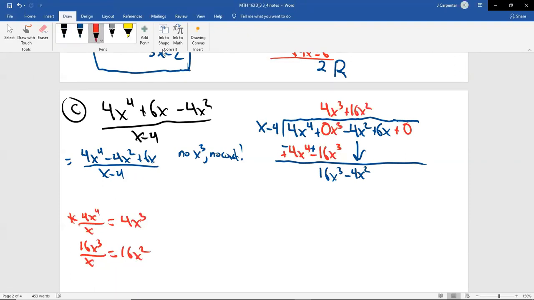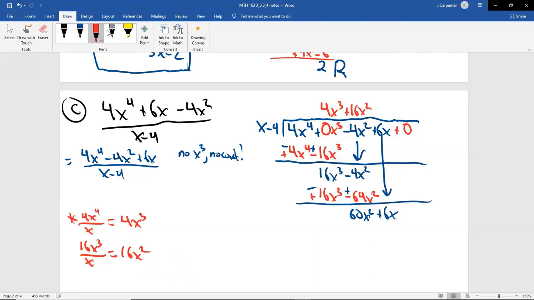Keep the red. 16x squared times x is 16x cubed, and it's positive. 16x squared times negative 4 is negative 64x squared. Draw the line, switch the signs. So that's negative, that's positive. Combine vertically, first cancel like they should. The second, negative 4 plus 64 is 60, and that's x squared. Bring down your plus 6x.